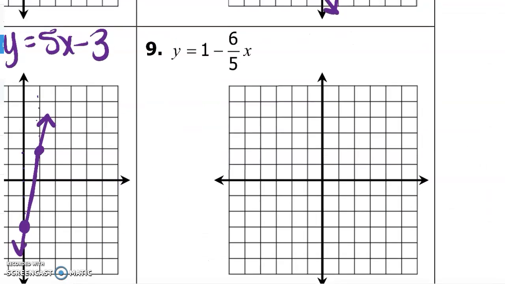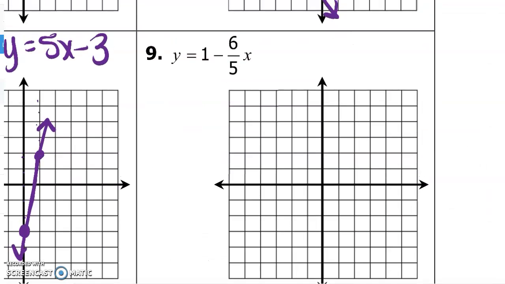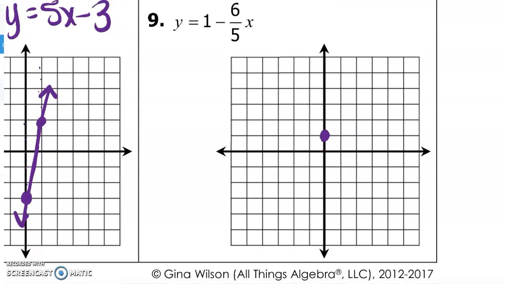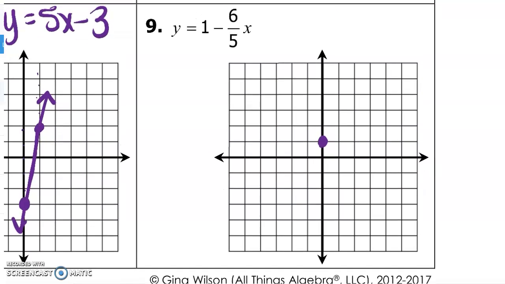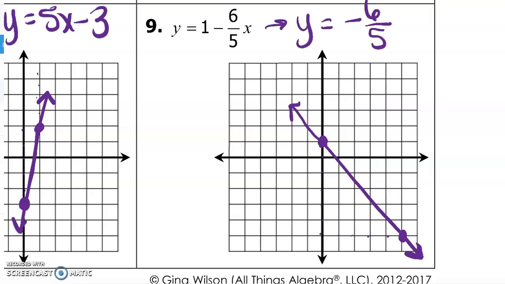Same thing with number 9. If you can tell that 1 is your y-intercept, so you just start up 1, and then negative 6 over 5 is your slope. 1, 2, 3, 4, 5, 6. 1, 2, 3, 4, 5. It's not going to fit going the other way, so just 2 again. So you can do that without switching it. If you do want to switch it, make sure you realize the 6/5 needs to be negative and the 1 needs to be positive. You can't just flip them around the subtraction sign. You need to keep the 6/5 negative and the 1 positive.